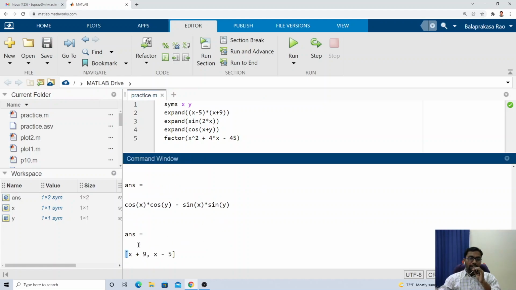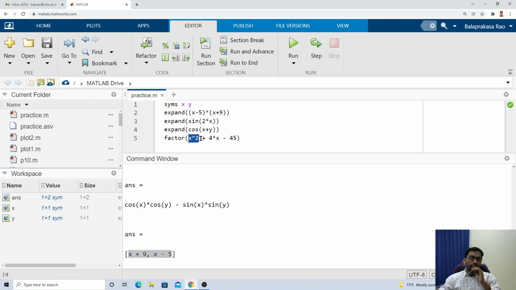It is returning x plus 9 and x minus 5. So it is factoring this equation into x plus 9 and x minus 5. So not only expansion, it factors also. If you give an algebraic equation, it will factor it out. Similarly, we have a function for simplify.